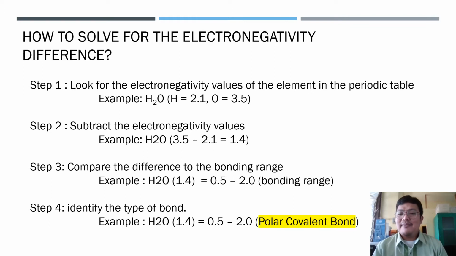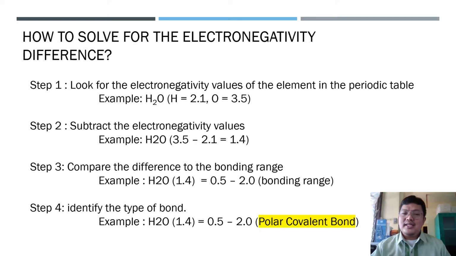So we have here an example. An example of a compound is H2O, or water. The electronegativity value of hydrogen is 2.1. And the electronegativity value of oxygen is 3.5. So if you are already able to locate these in the periodic table, you are now ready to go for step 2.